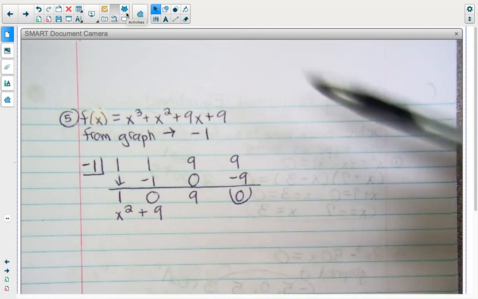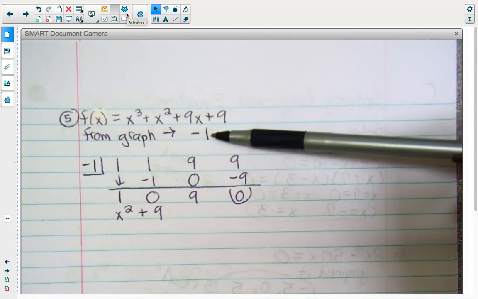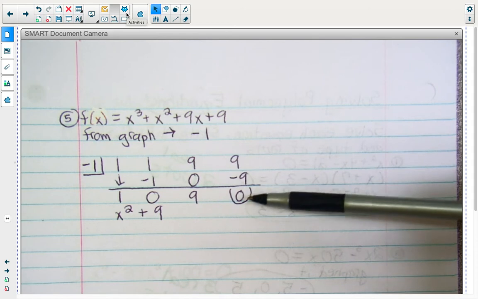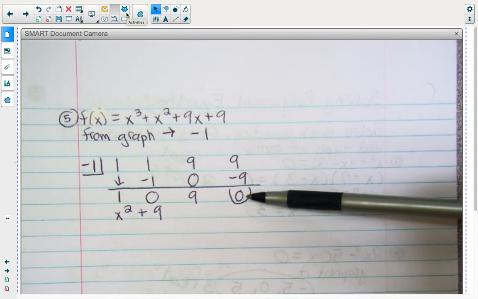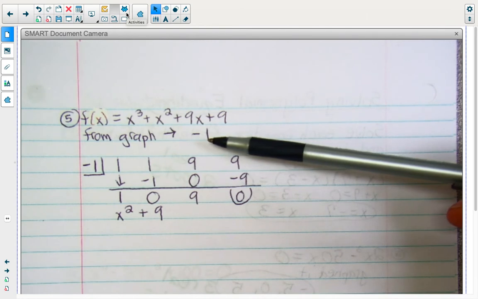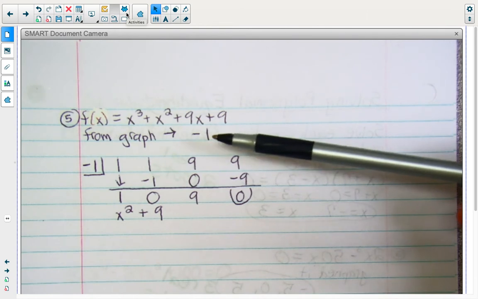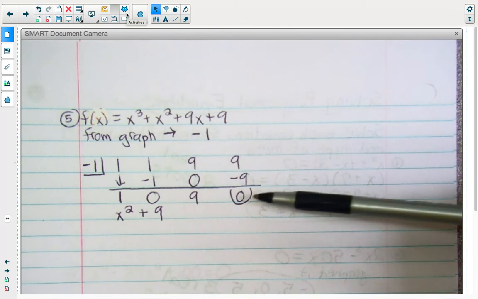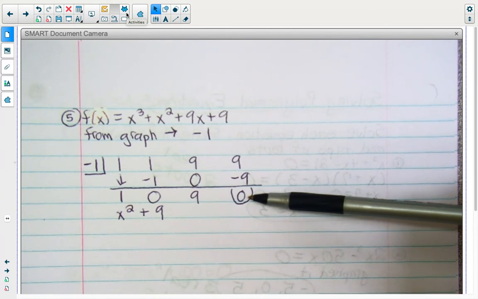Now, since I got -1 from the graph, that means your remainder should be 0. If you did not get 0 here, you did something wrong. You need to go back and redo synthetic division. What you get from the graph is telling you, hey, this is the solution, this is going to work out. So if you didn't get 0 back, you did something wrong. You need to go back and check your synthetic division.